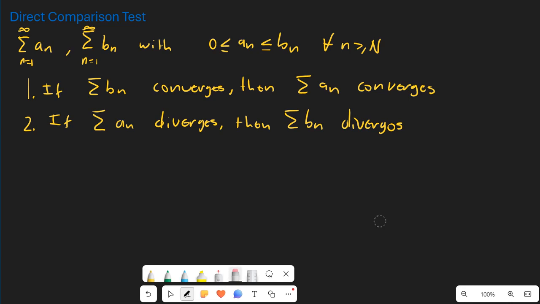And let's go ahead and make an strictly positive. This is going to be for all n greater than or equal to big N. And we have two statements for the direct comparison test. We have that if bn converges, then an converges. But then we have that if an diverges, then bn diverges.